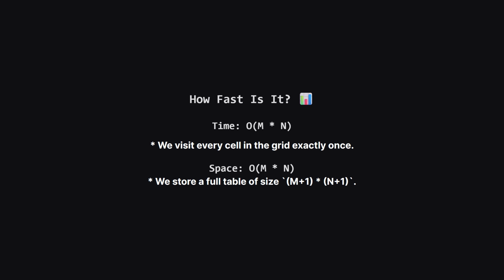The time complexity is big O of m times n, where m and n are the lengths of the two strings. This is because we have a nested loop that visits every cell in our table exactly once. The space complexity is also big O of m times n, because we are storing that entire table in memory.